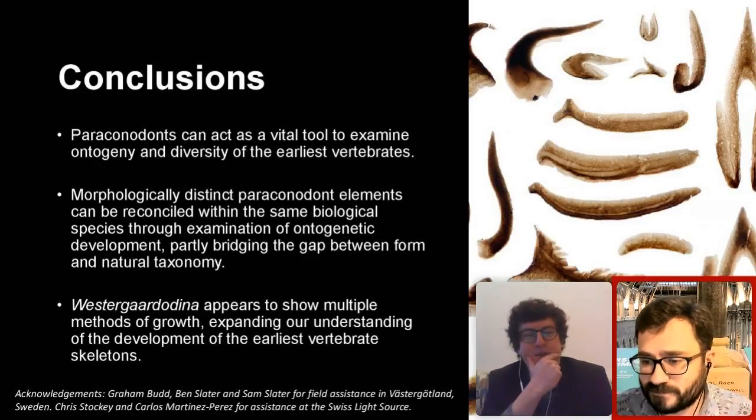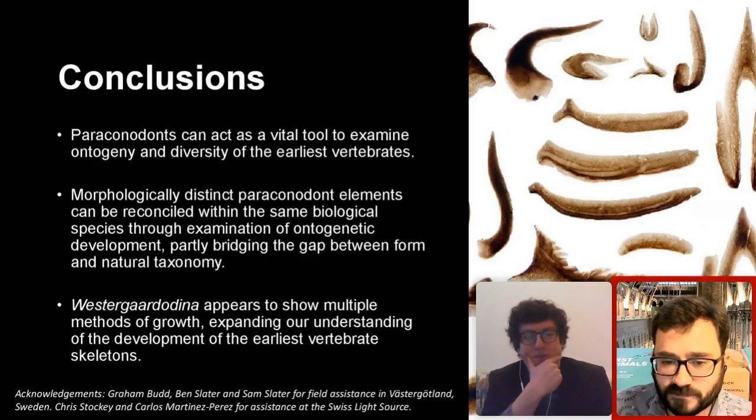Yeah, and that's another good question, because we're not entirely sure that all paraconodonts are actually phylogenetically related. They might represent a more polyphyletic assemblage of elements. So that's why we want to understand better how they're growing and compare them with other conodonts and other vertebrate tissues and structures in order to test that hypothesis. But yeah, that's definitely a possibility.